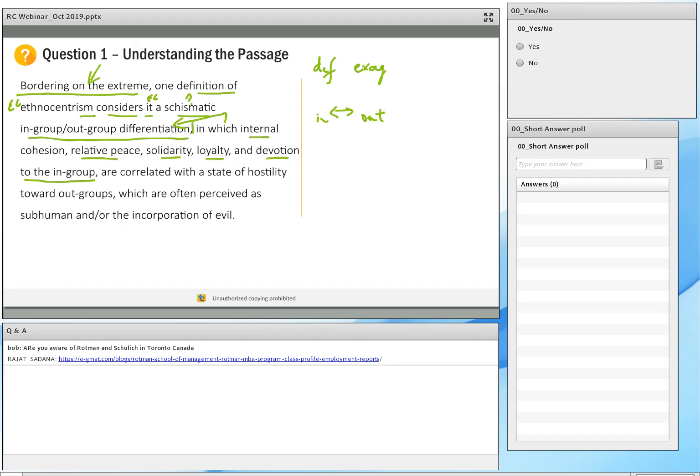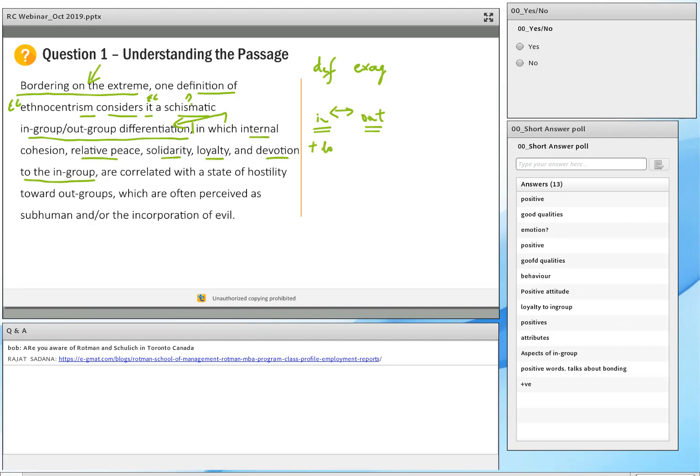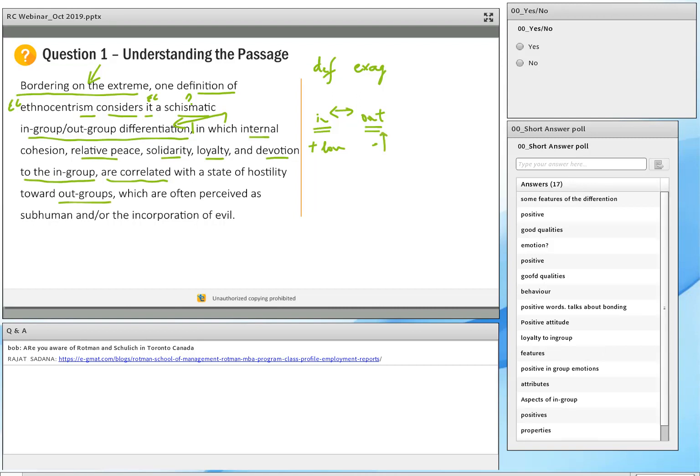See, now when I'm reading this part, I know that the author is explaining that difference between the in-group and the out-group. So I already know that, right? Now he's talking about these heavy words to the in-group. Now what are these? These can be summarized as positive emotions or love towards the in-group, which are correlated, are linked with a state of hostility, with negative feelings or hatred towards outgroups, which are often perceived as subhuman and the incorporation of evil, which are often considered as evil. So outgroups are considered evil.